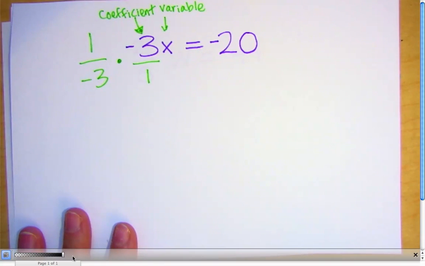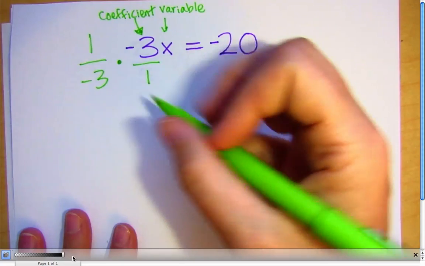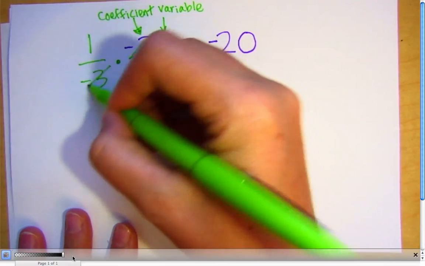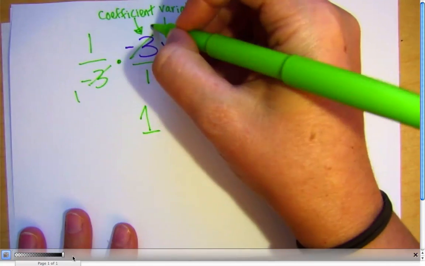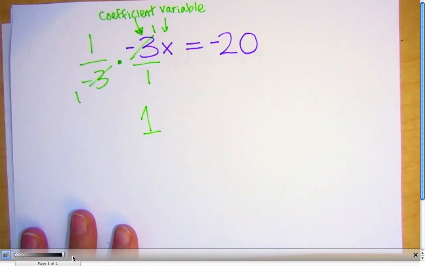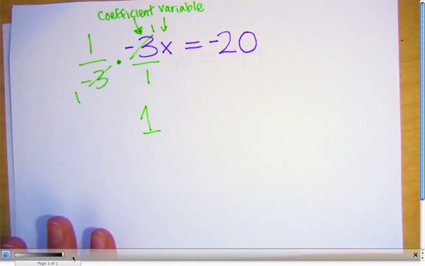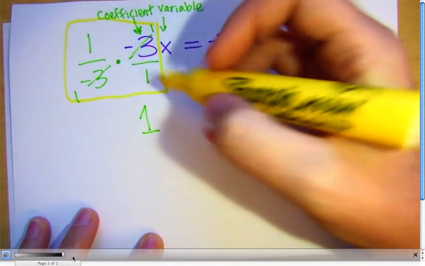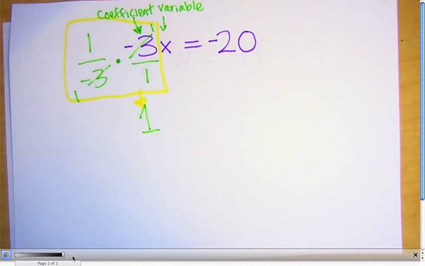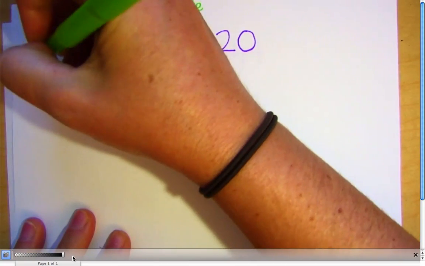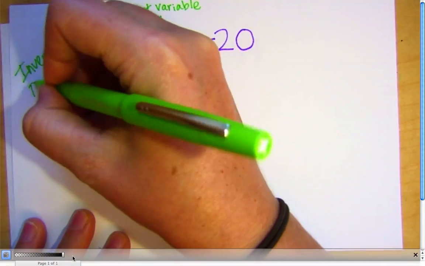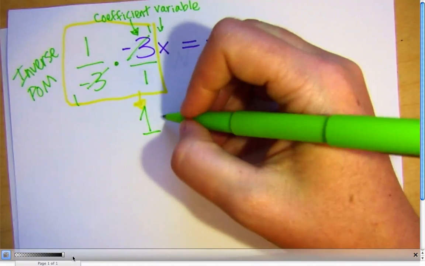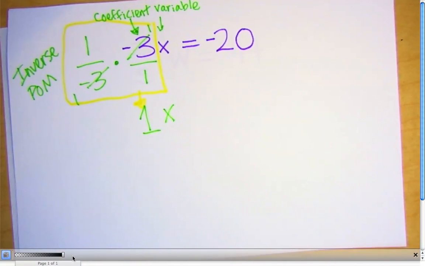Now, because of the inverse property, we know that when you multiply reciprocals, it's going to equal 1. The reason is the -3's factor out with each other, and they both become 1's. So -3 over -3 is just 1. So the -3 over 1 times 1 over -3 ends up equaling our 1. That is the inverse property of multiplication. The x is still there, so our coefficient went from being -3 to 1.